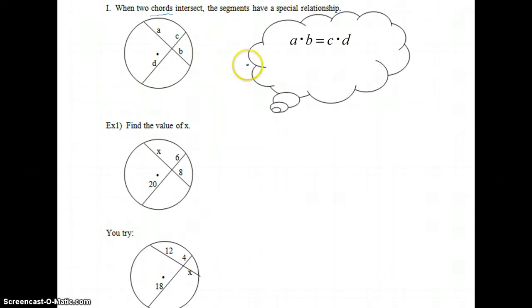You can also think about taking a part times a part is equal to a part times a part. So chord length A times the other part, chord length B, is equal to length C times length D. So let's try an example below. I have my lengths 8 and x, and that will equal the product of 6 and 20. So I've got my work over here to the right.